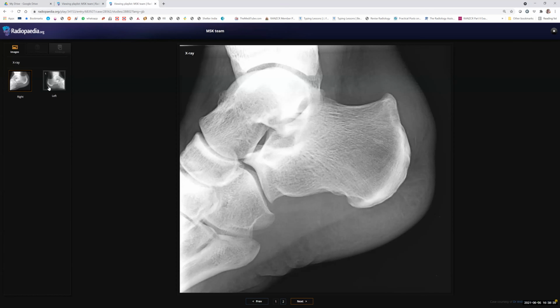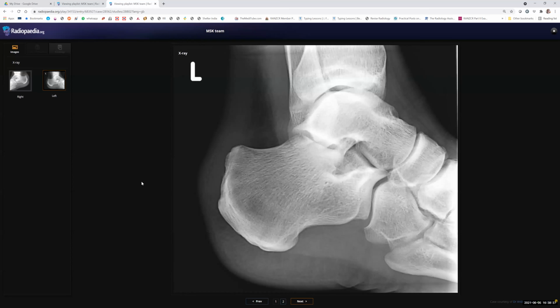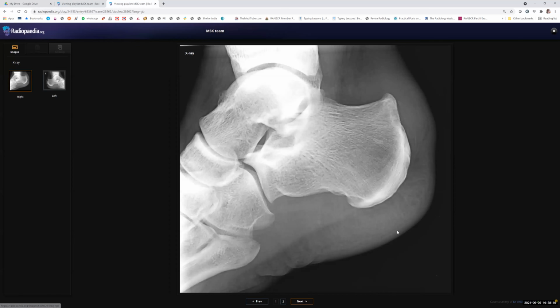You want to compare it to the left? Yes. Is this thickening on both sides, but more on the right? Where is the thickness? Which area are you saying? Is it in the plantar aspect, the posterior aspect, or the anterior aspect? The plantar aspect, no? Posterior aspect, and the plantar aspect, no.